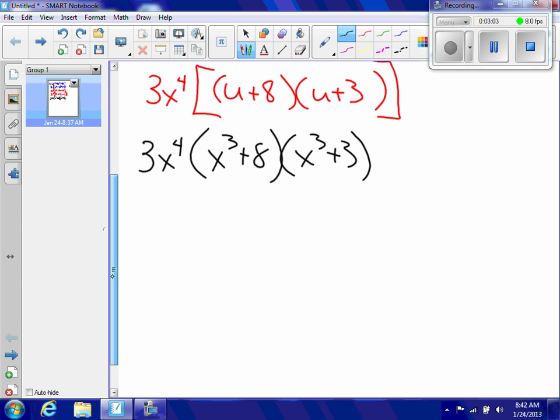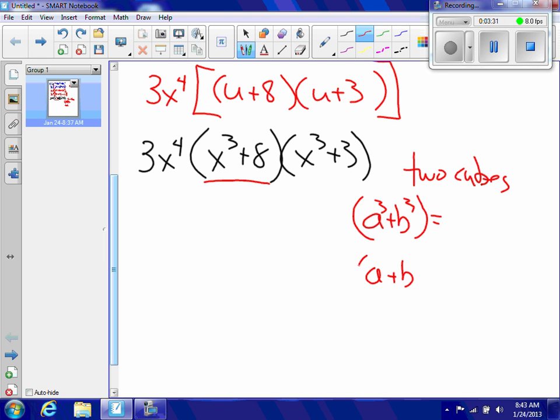The next thing, which a lot of people missed, is x cubed plus 8. x cubed plus 8 is a sum of two cubes. The formula for the sum of two cubes, which I had on the board, is a cubed plus b cubed equals a plus b times a squared minus ab plus b squared. So in this case, x cubed plus 8 is really x cubed plus 2 cubed, not 8 cubed, plus 2 cubed.